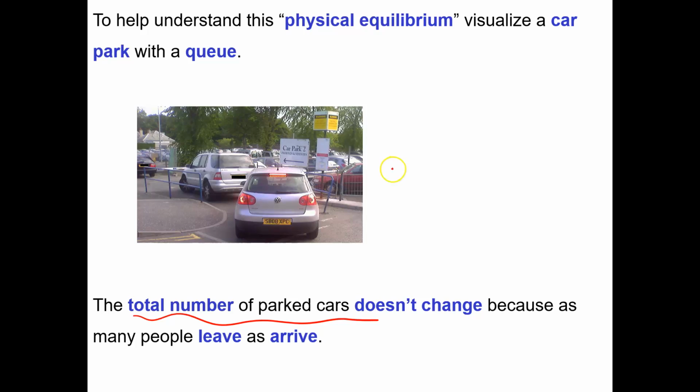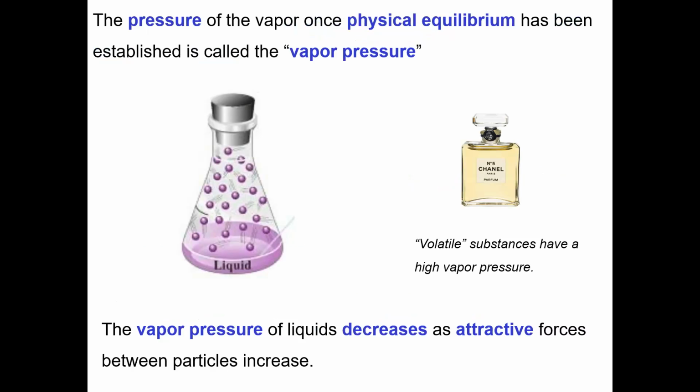When we talk about vapor pressure, we're talking about the pressure that exists when a liquid has come into physical equilibrium with its vapor in a sealed container like we were describing. So the pressure of the vapor, once this physical equilibrium has been established, is called the vapor pressure. We put our liquid into a sealed container, wait for everything to settle down, and then measure the pressure. And that's the vapor pressure.